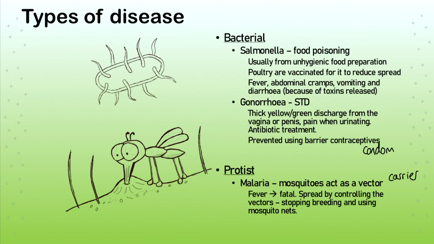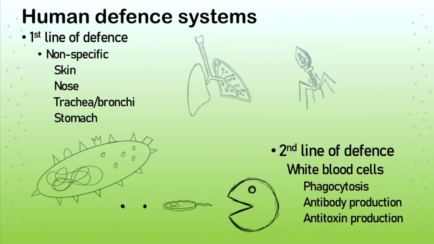When malaria is picked up by mosquitoes and mosquitoes feed on humans, the malaria protist can get carried across into humans, and in humans it will cause them to get a fever, which can be fatal. The spread can be controlled by controlling the vectors. If we can control the mosquitoes, people won't get bitten by the mosquitoes that carry malaria, so by stopping them from breeding and by using mosquito nets, we can try and reduce the frequency of bites from mosquitoes that carry malaria. So let's look at how humans can defend themselves.